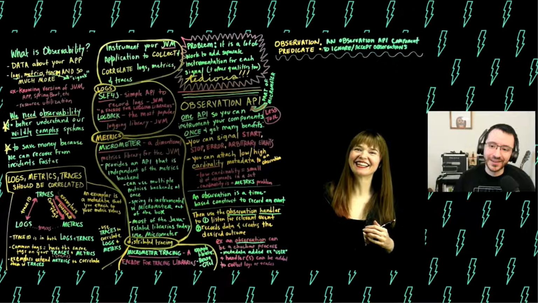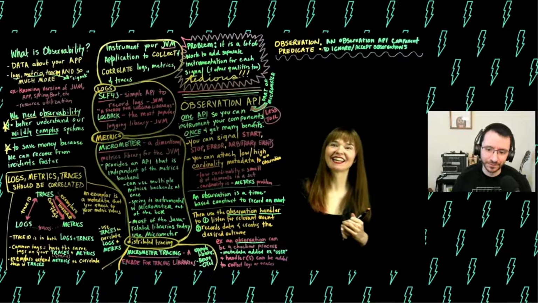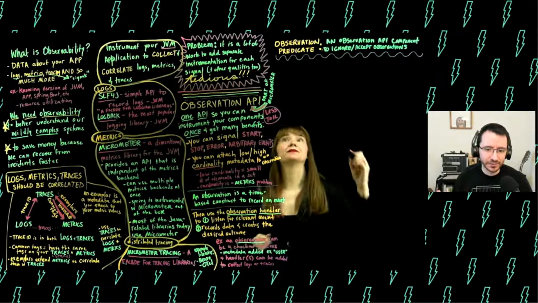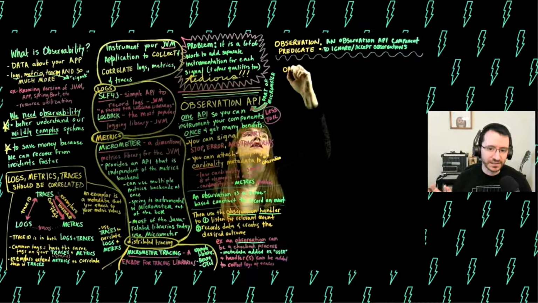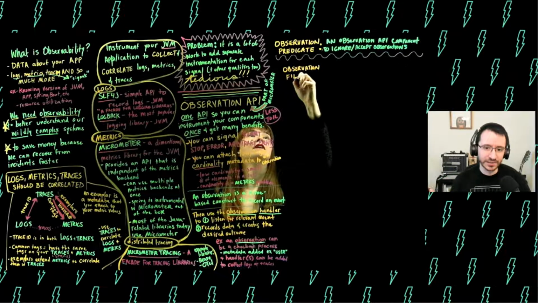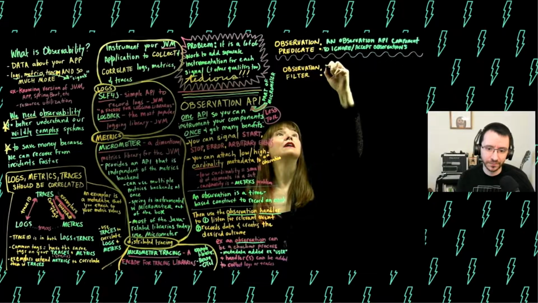So the other one I want to talk about is called an observation filter. Is this a component too? This is also a component. It's like an observation predicate, except it is called observation filter. And the name might be a little bit misleading, because you would think a filter acts by filtering things out or in, but that's not what this name suggests. The observation filter is basically a component that you can use to modify your observations.